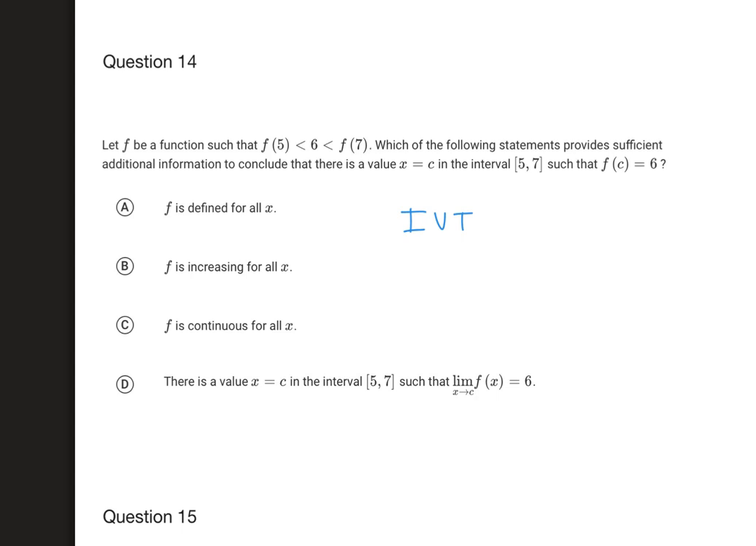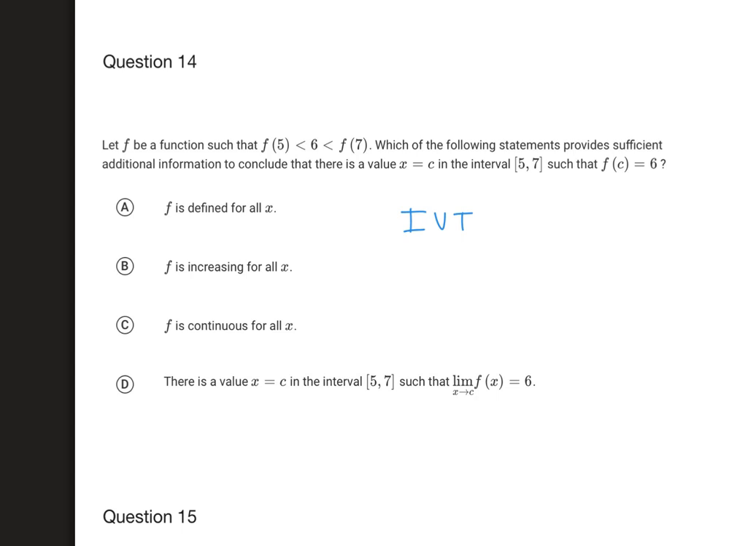Okay, and then the condition for that to be true, so first off, if 6 is between the y values of the endpoints of the interval, so right, 6 is between f of 5 and f of 7. That means as long as the function's continuous, which is a condition to use the IVT, then the function will equal 6 at some point in between 5 and 7.